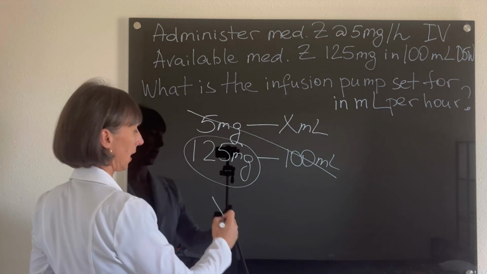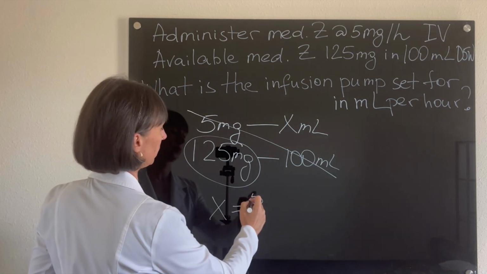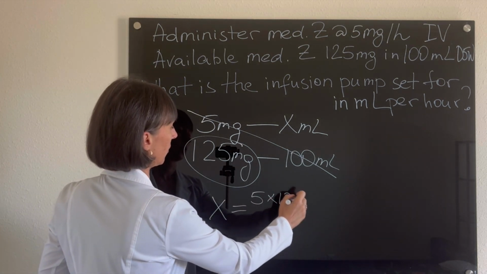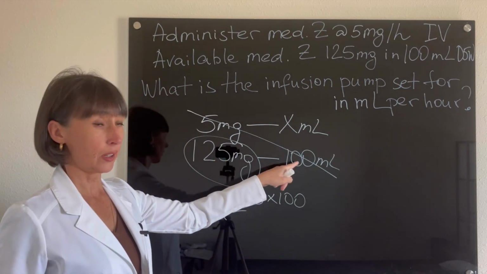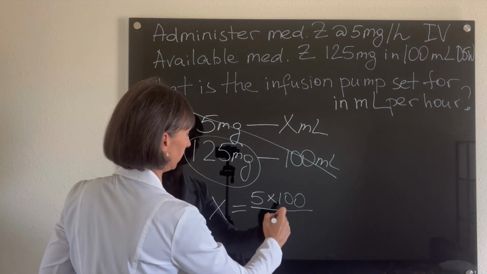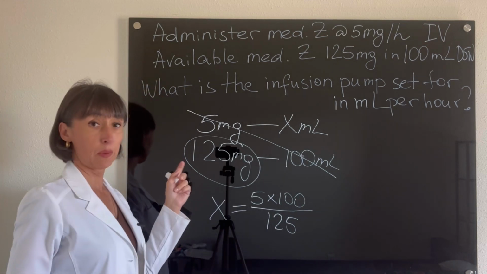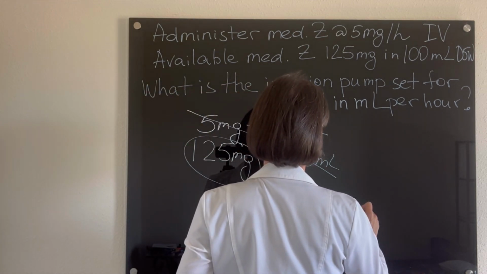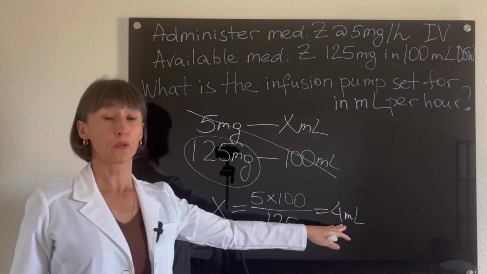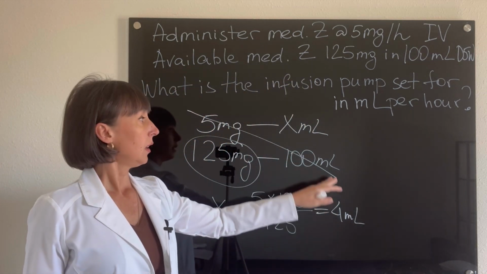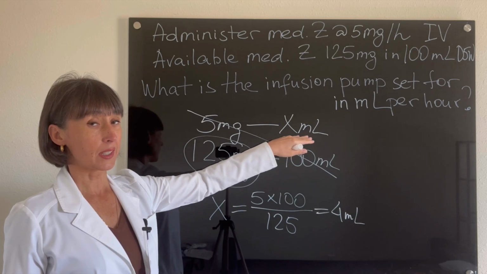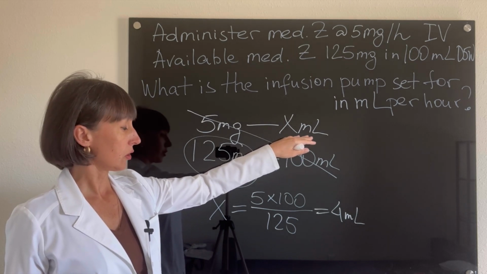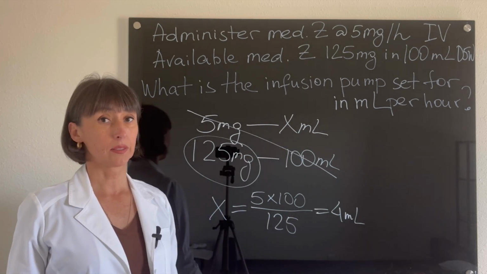So in this case, X equals 5 times 100 divided by 125. And that equals 4 milliliters. And we know we got milliliters because we set our X under milliliters, and that is our answer.